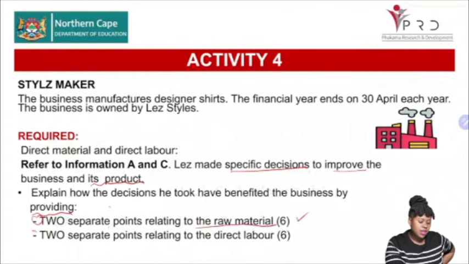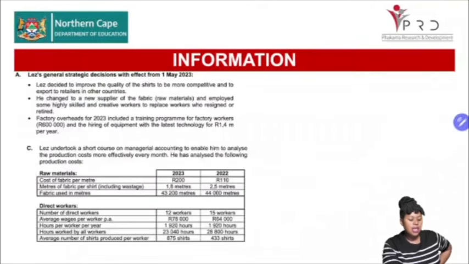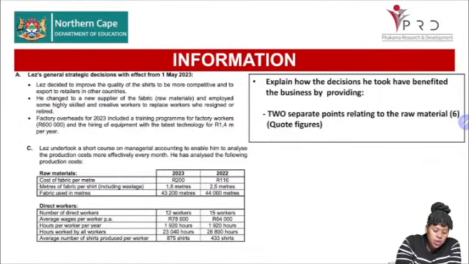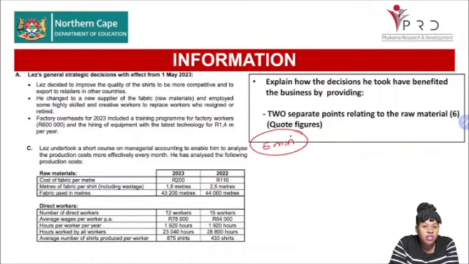Then the second question is, explain how the decisions he took have benefited the business by relating to the direct labor. So let's quickly look at the information and then we can start talking. Okay. So here's the information. So I'm going to give you 5 minutes to quickly analyze this information and give me feedback. So then I will see you in 5.